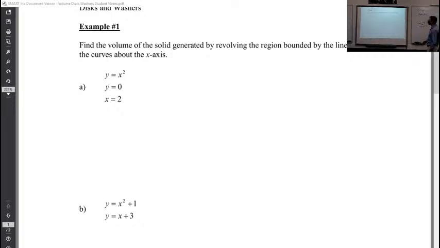And we're going to figure out the volume the same way we were figuring out the volume earlier, which is by taking an integral of an area formula over a certain boundary. That's what we're going to be looking at and working on here. So let's get ourselves started here.